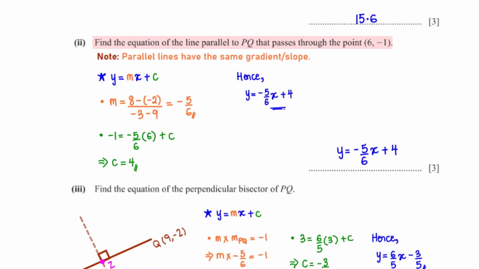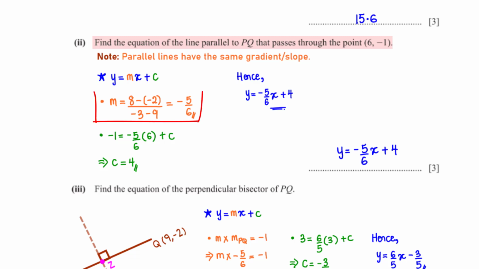Find the equation of the line parallel to PQ that passes through the point (6, -1). The equation of a straight line can be expressed in the form y equals mx plus c. So we need to find the values of m and c. Since this line is parallel to PQ, their gradients should be equal.